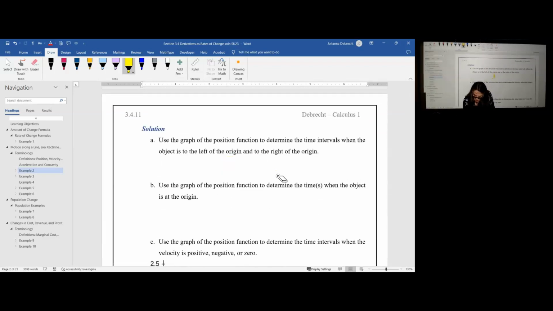Always right. It's at the beginning place when t equals 0 only.